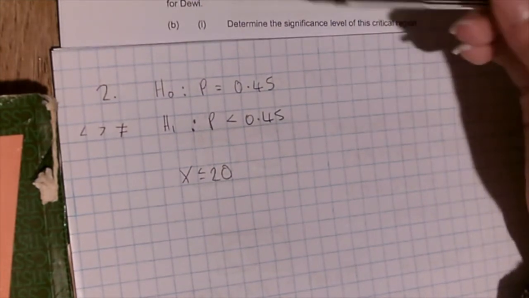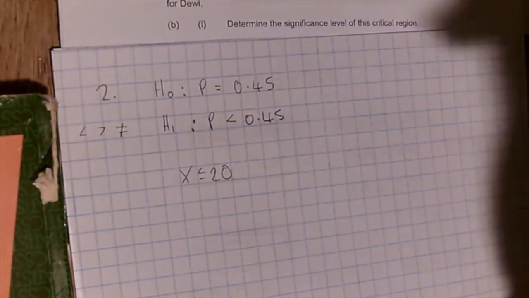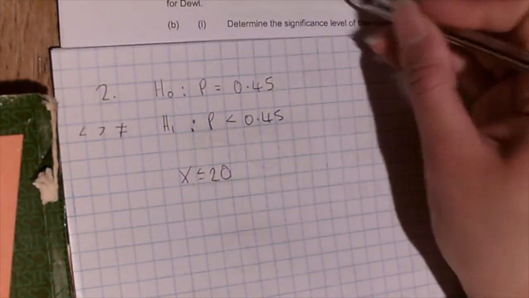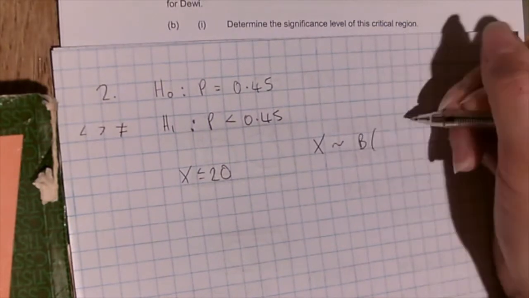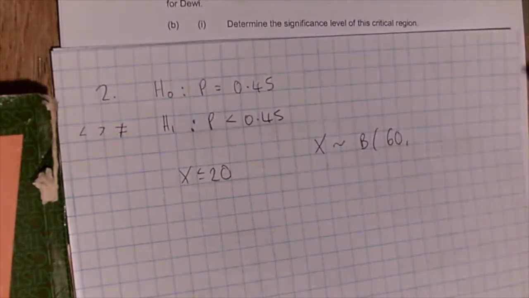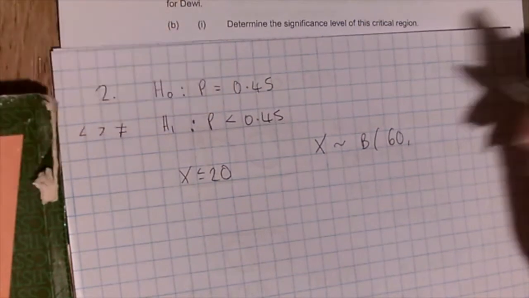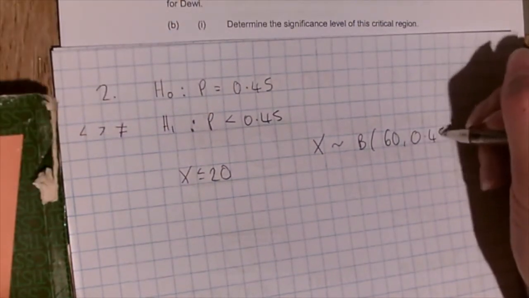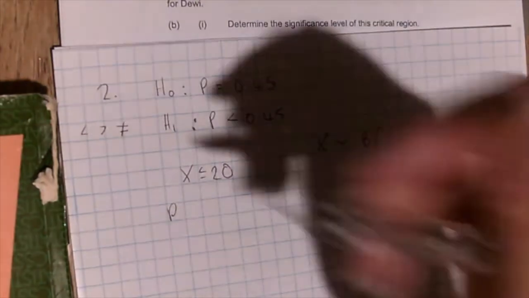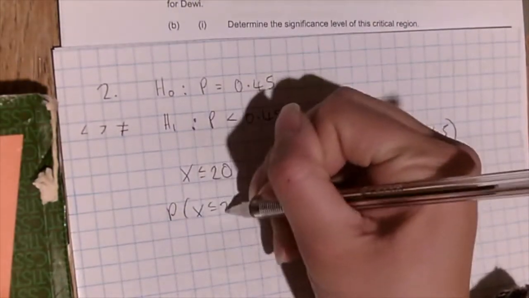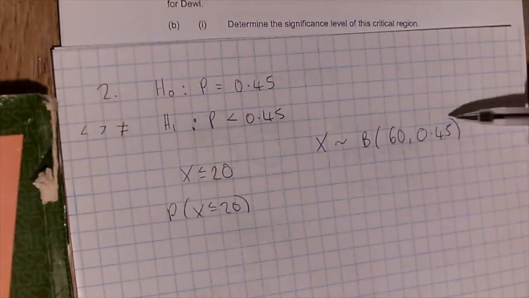We want to find the significance level of this critical region. So looking at the question there, we're dealing with 60 electors. So we're dealing with a distribution that is binomial with an n of 60, and our p is taken from our null hypothesis. Our p is 0.45. So we're looking for the probability that x is less than or equal to 20 using this distribution.